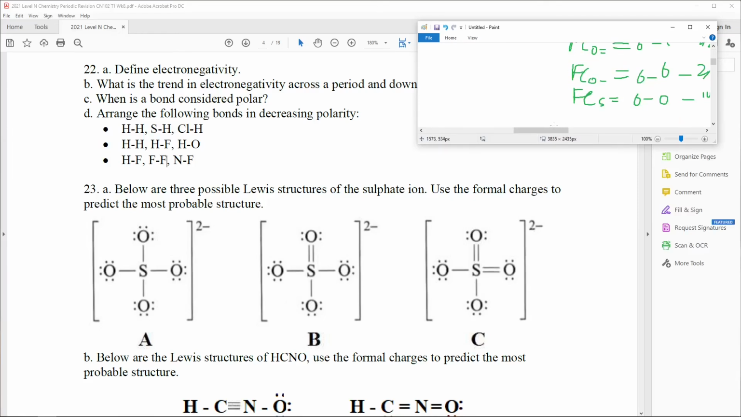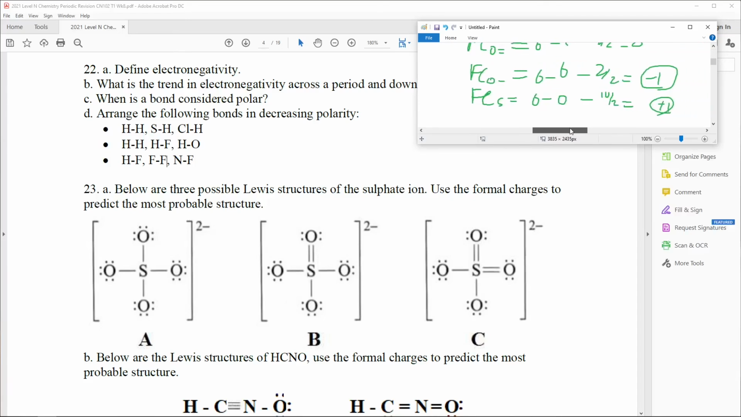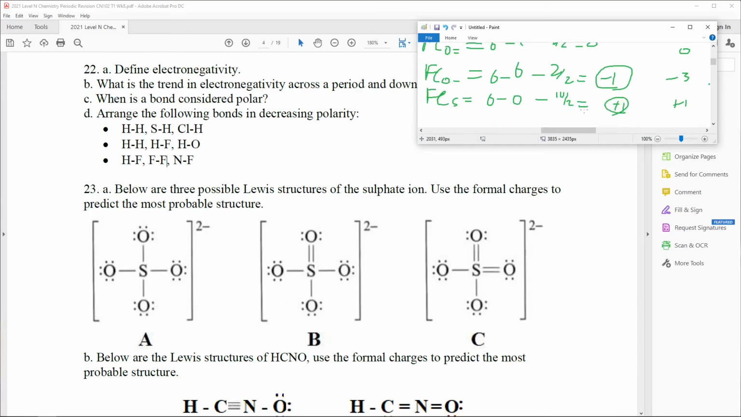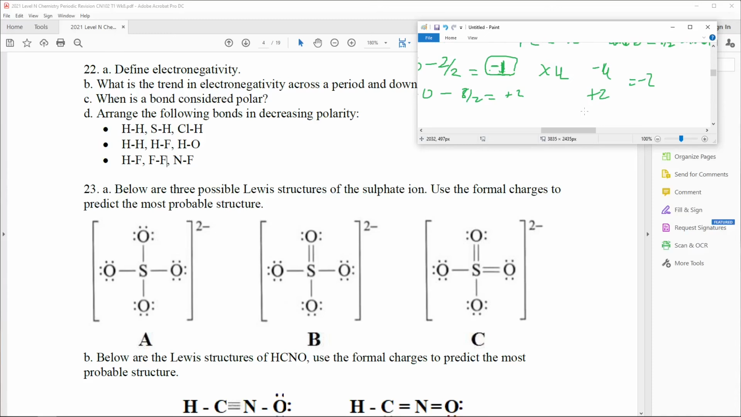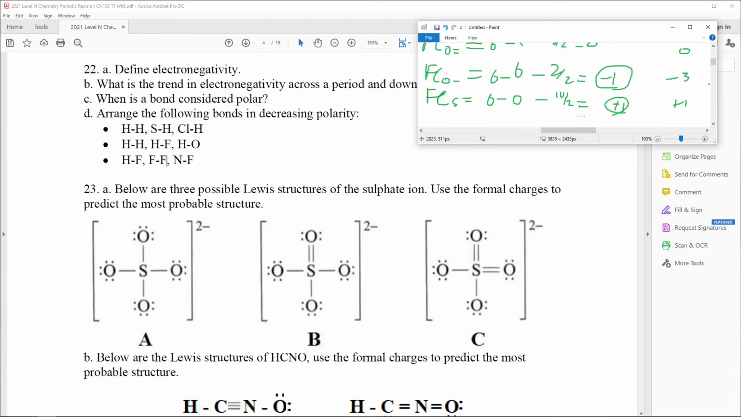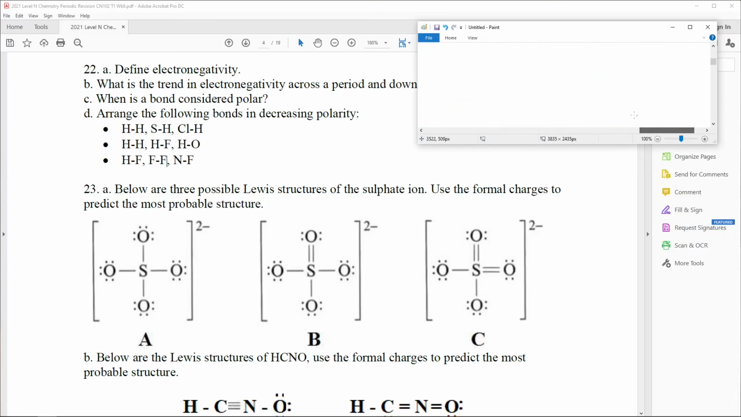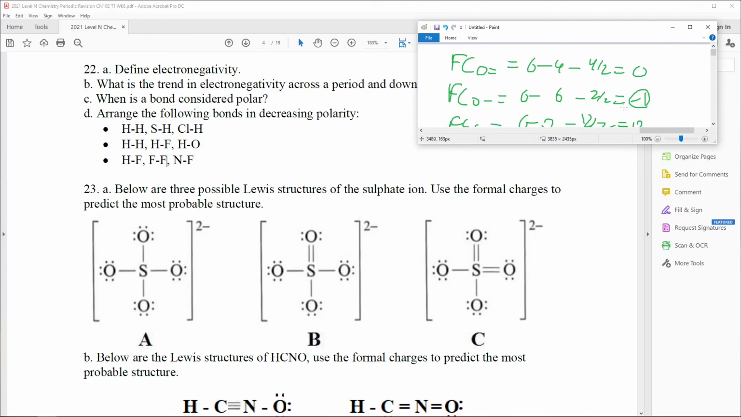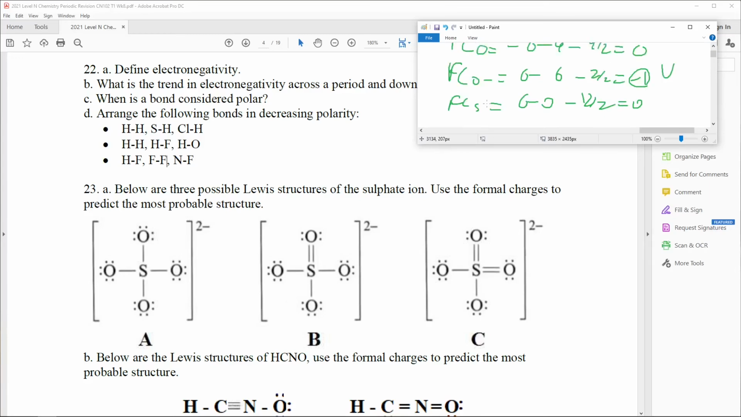This one has the double bond and the single bond. This one is the latest one, other than the one we just finished. So minus 1, plus 1. This one is way higher. We already have plus 2, so ignore. Minus 1, plus 1. And over here we have 0, 0, minus 1. This one is better. So C is the best so far. So let's keep on going.